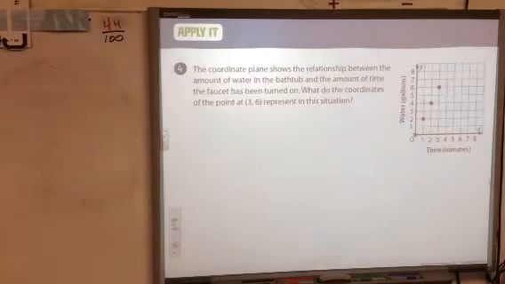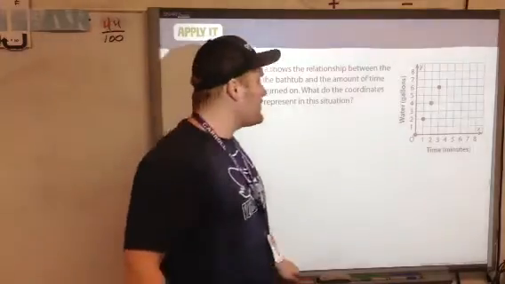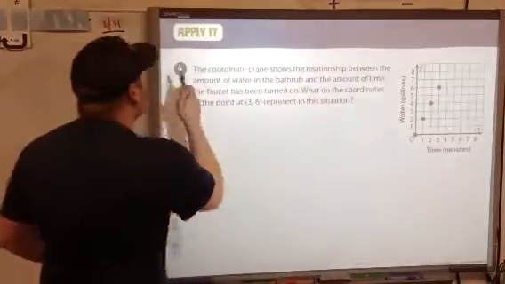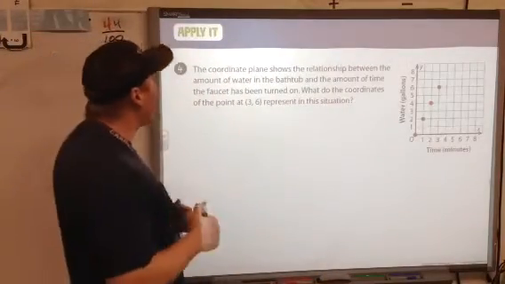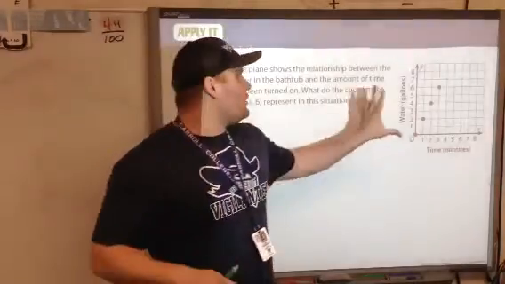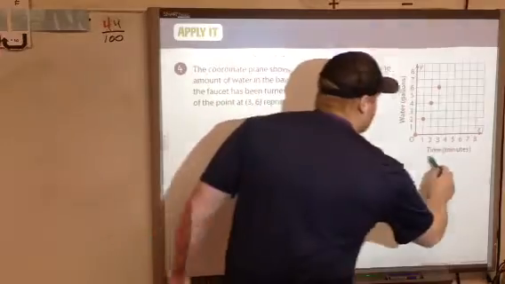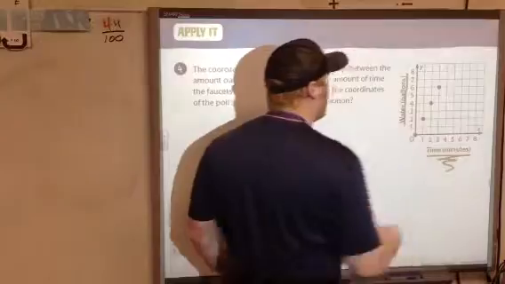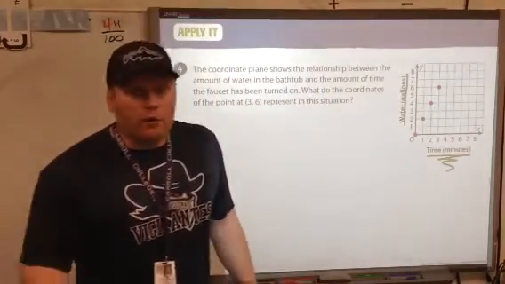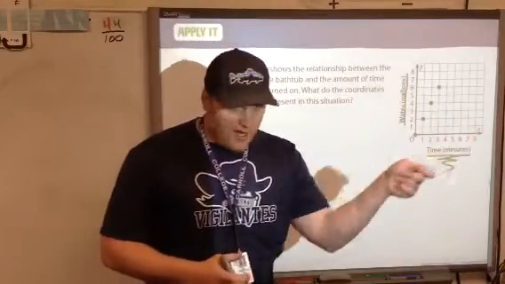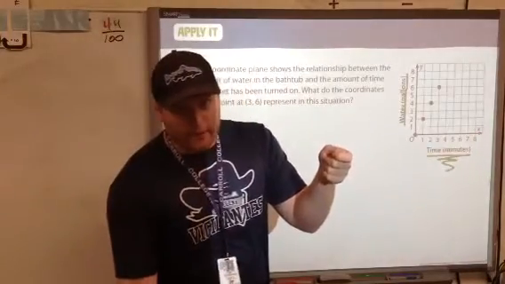Okay, so last video we practiced and learned about how to show relationships of quantities, and that's what we're going to do here too. Okay? Alright, I'm going to use green for this one. It says, the coordinate plane shows the relationship between the amount of water in a bathtub and the amount of time the faucet has been turned on. Okay? So if I look at the coordinate plane, my x-axis says time the faucet's been on, and my y-axis shows how many gallons of water would be in the bathtub. So, each one of these points shows the relationship between how many minutes the faucet's been turned on and how much water is in the bathtub.